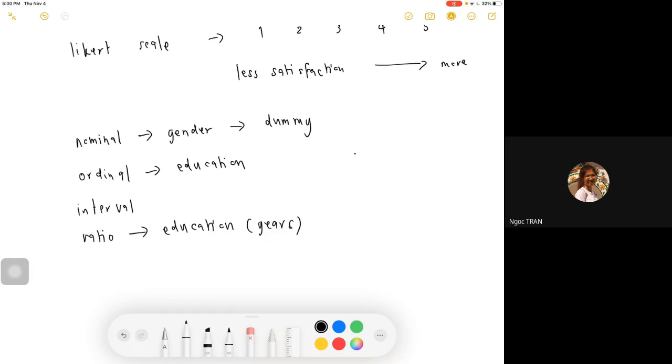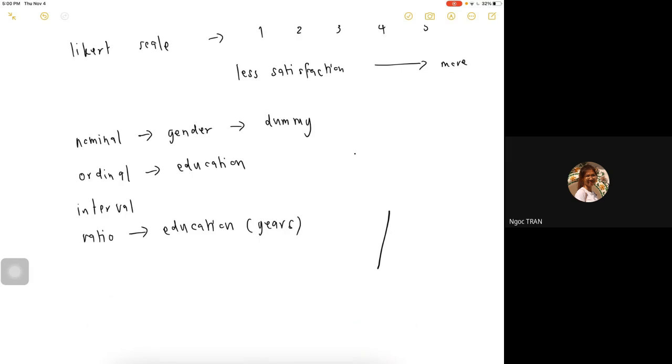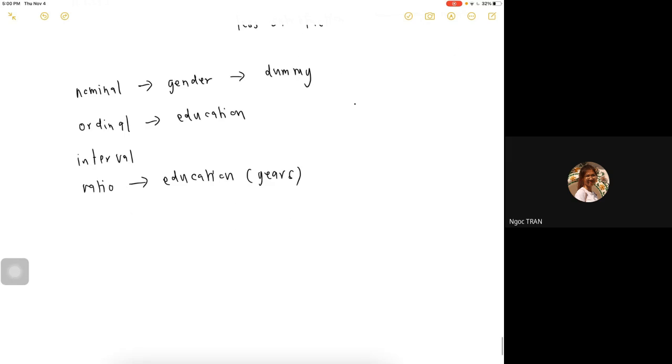So ratio variables here will be like, okay, you can compare between two groups and you can say how much they're different. For example, in this case, if you have two persons, person 1 and person 2, and person 1 has 10 years of education and person 2 has 12 years of education, you can say that person 2 has higher education than person 1, and you can compare that they have 2 years higher than person 1.